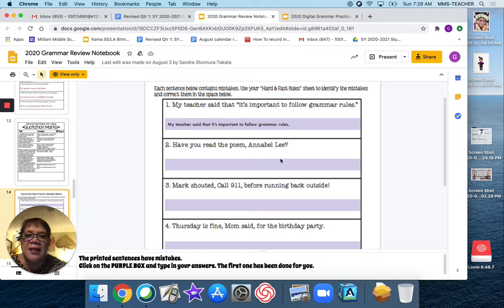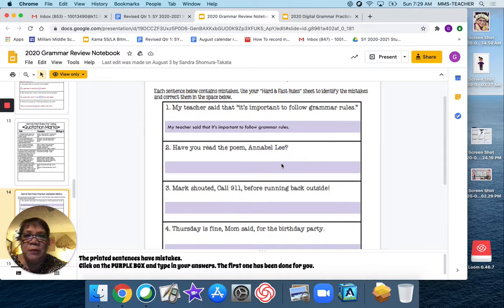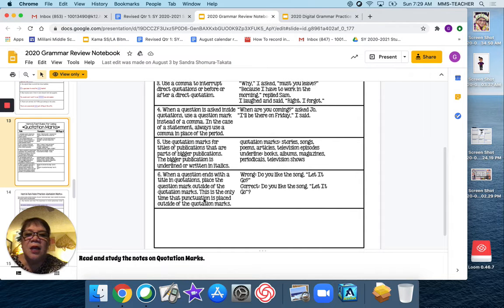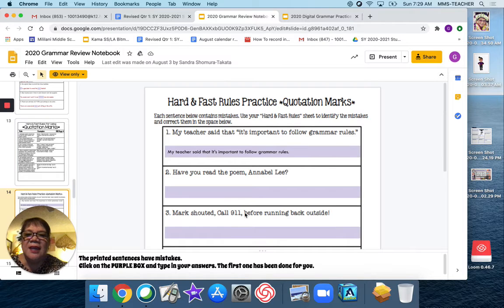And the reason why I suggested that is I would refer you back to rule number 6, where it says, when a question ends with the title in quotations, place the question mark outside of the quotation mark. So it should be like this: do you like the song, comma, "Let It Go." So yeah, it applies to rule number 6. Okay, because it's asking you if you read the poem, and that's the title of the poem, "Annabel Lee." So you will put the quotation mark here before the A, and you put the quotation mark here right after the E before the question mark.